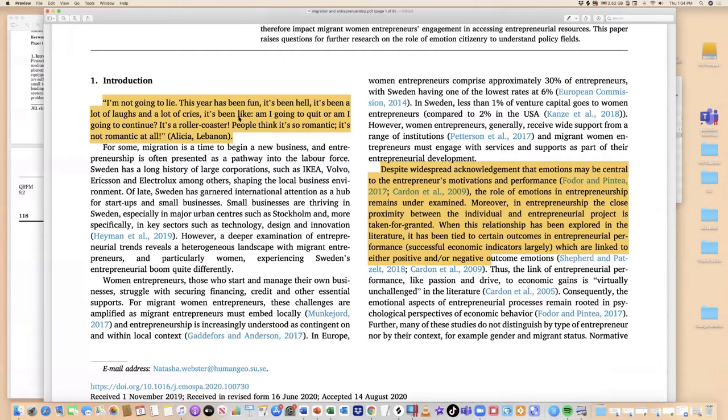So women in Europe, women entrepreneurs comprise approximately 30% of entrepreneurs, with Sweden having one of the lowest rates at 6%. In Sweden, less than 1% of the venture capital goes to women entrepreneurs compared to 2% in the US. Good. However, women entrepreneurs generally receive wide support from a range of institutions. And migrant women entrepreneurs must engage with services and supports as part of their entrepreneurial development.